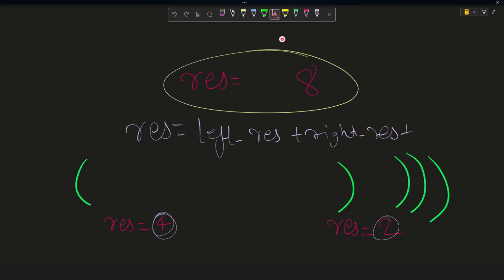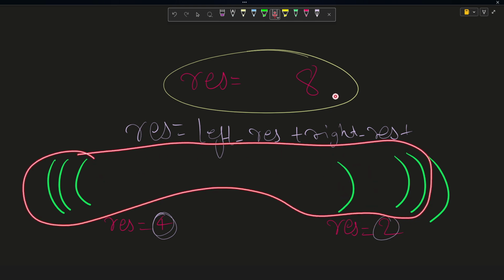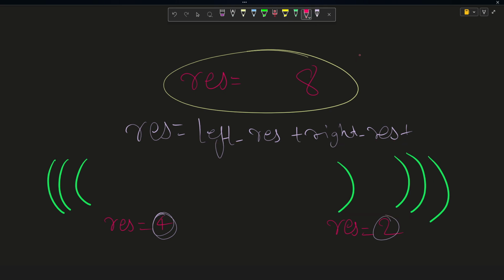Had there been more brackets like this, suppose along with this one bracket there were 2 more brackets, what would have been the answer in that case? Will it remain equal to 8? No. Why? When we combine the results of both the left and the right children, these 3 open brackets now form a pair with these 3 closing brackets. So instead of these 2 brackets, all of these 6 brackets will now be a part of our answer.